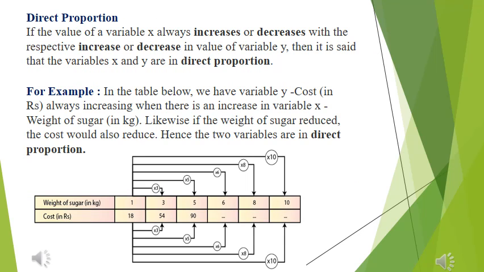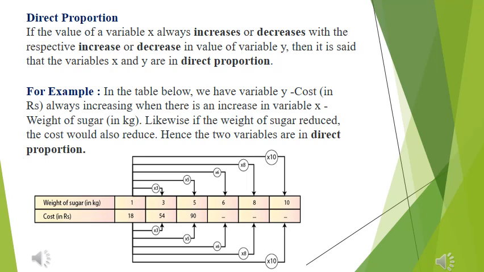So direct proportion is nothing but an increase or decrease in one variable with the respective increase or decrease in the other variable. This means we have to take the values either in increasing order or in decreasing order respectively for both variables. That is called direct proportion. Here is an example. Let's see.